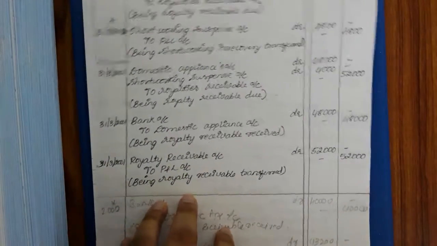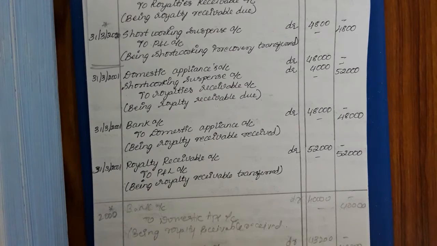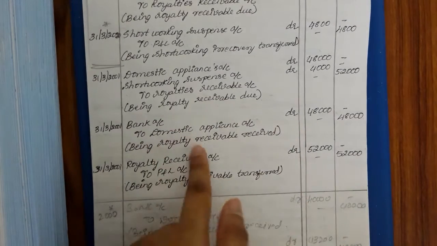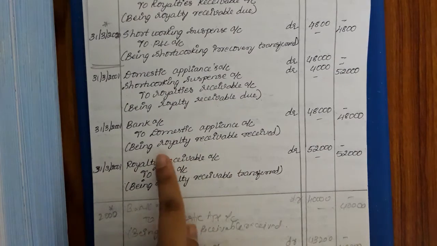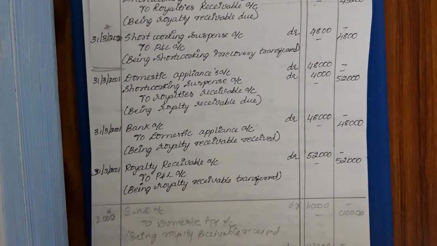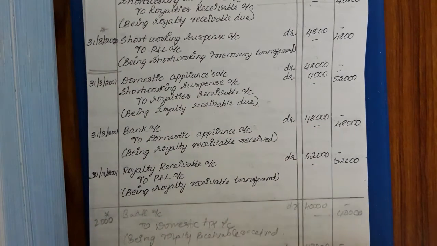After the due entry, what do you need to prepare? You need to prepare a royalty receivable account. So what is the entry for royalty receivable? Bank account debit to domestic appliances account, being royalty receivable received. Whatever money you have received, you will be writing that, 48,000.